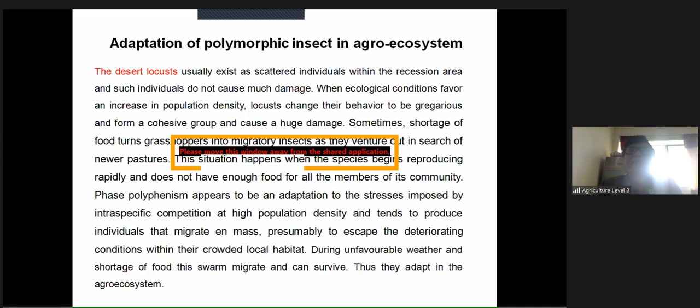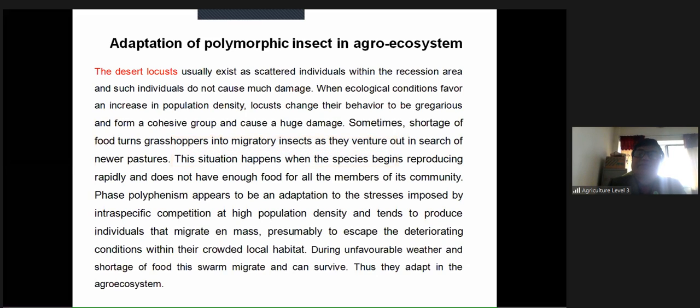But when the environment favors, when the favorable environment comes, at that period the scattered individuals start to make a group. Sometimes, due to the shortage of food, they also migrate from one area to another area, and again form groups. This situation happens when the species begins reproducing rapidly and does not have enough food for all the members of its community.